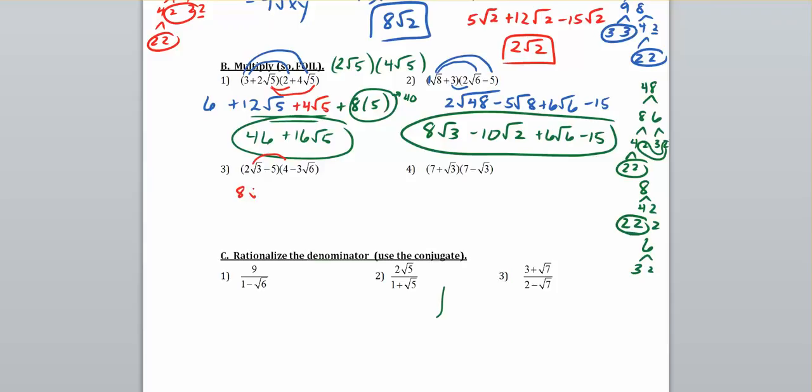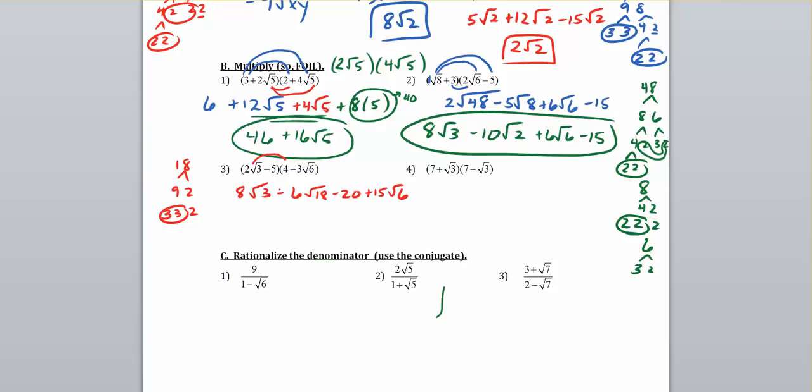You're going to get 8 root 3 minus 3 times 2 is 6, and then root 3 times root 6 would be root 18. Negative 4 times 5 is negative 20. Negative 5, negative 3 would be positive 15 root 6. Right? I know I can't do anything with a 3, but I can break up 18. So if I break up 18, right, it would be 3 root 2.